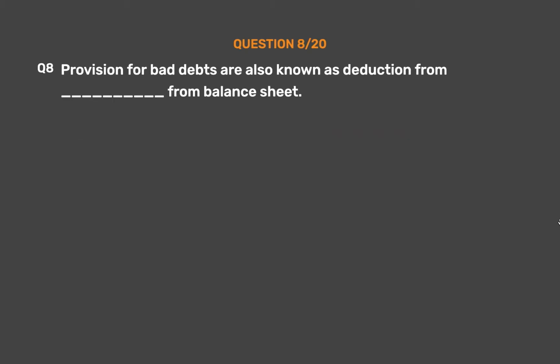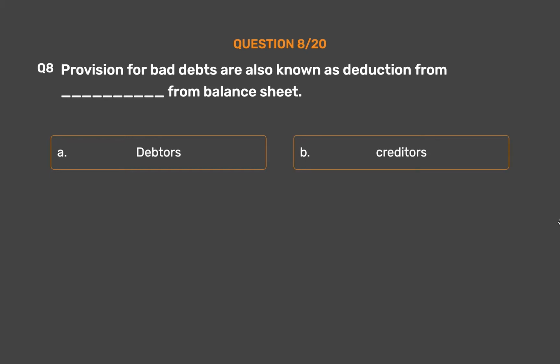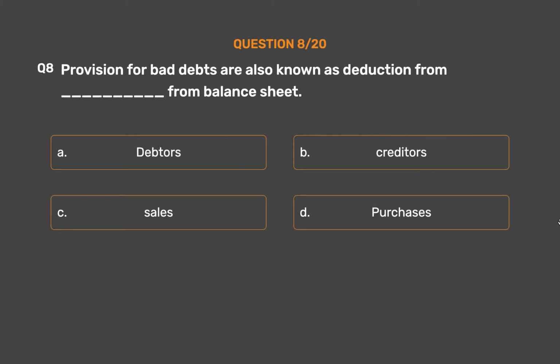Question number 8. Provision for bad debts is also known as deduction from underscore in the balance sheet. Option A. Debtors. Option B. Creditors. Option C. Sales. Option D. Purchases.